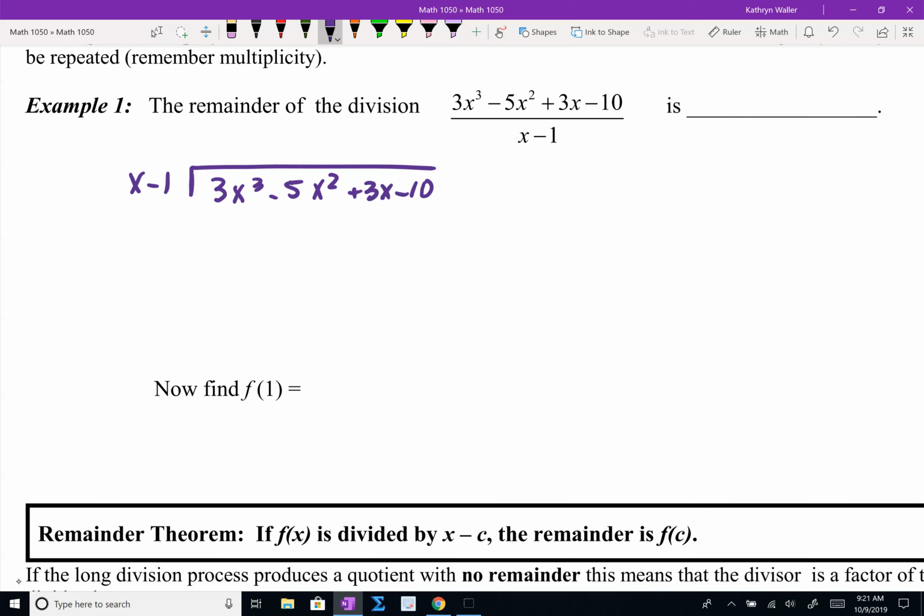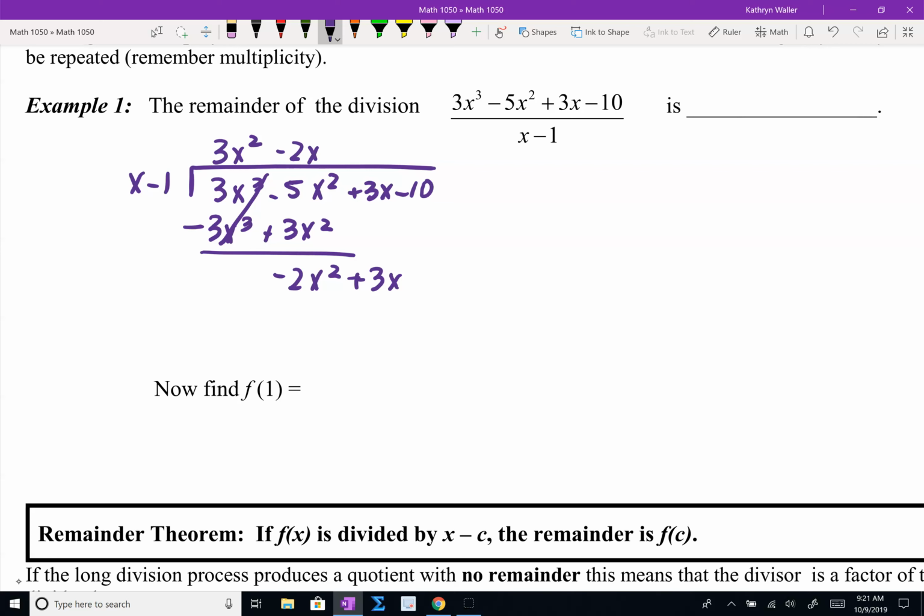Okay, what do I multiply by x to get 3x to the third? That would be 3x squared. Then I distribute, and I get 3x to the third minus 3x to the second. Change my signs. First terms cancel. I get a negative 2x to the second, bring down the 3x. You guys, without a doubt, the biggest mistake that people make on long division, they don't change the signs. 100%. Biggest reason.